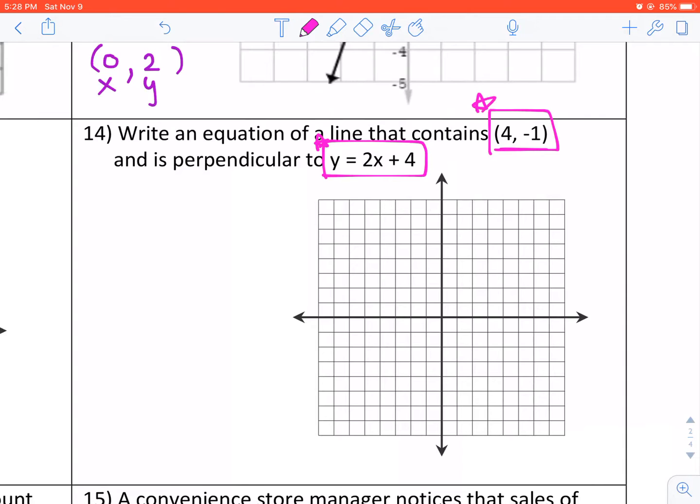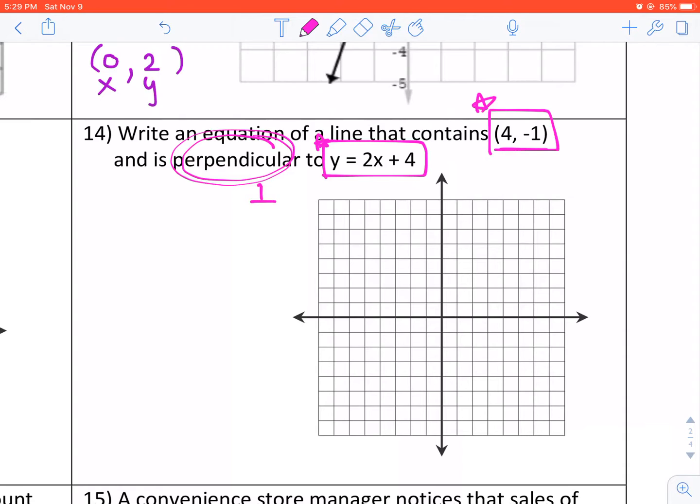And at this point, I don't really have an easy answer. I just see a line and a dot. So now we're going to have to do some work. An important word, perpendicular. Remember, perpendicular means that we're going to go like this.